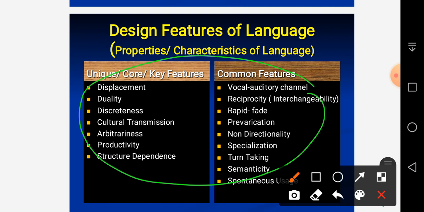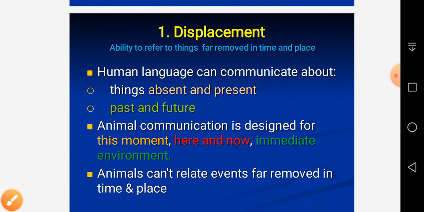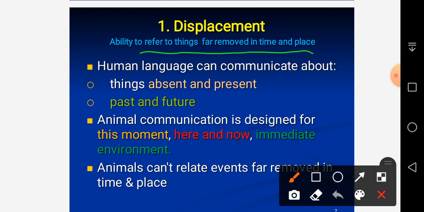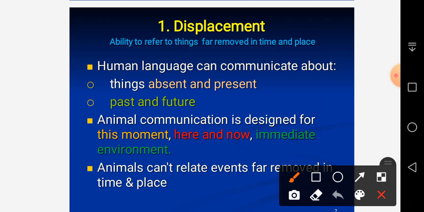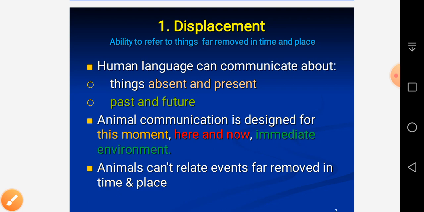What is displacement? The human communication system has the ability to refer to things far removed in time and place. We humans can communicate about things which are absent as well as present, or you can say we can communicate about past events and future events. Animal communication systems lack this ability of displacement. They are designed only for this moment, here and now, or the immediate environment. Animals can't relate events far removed in time and place.